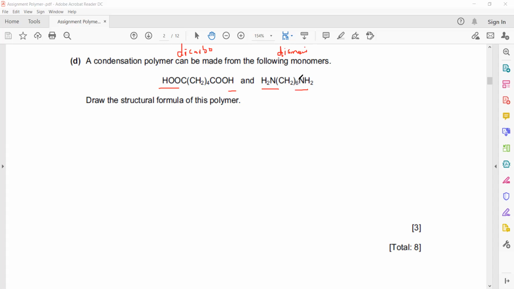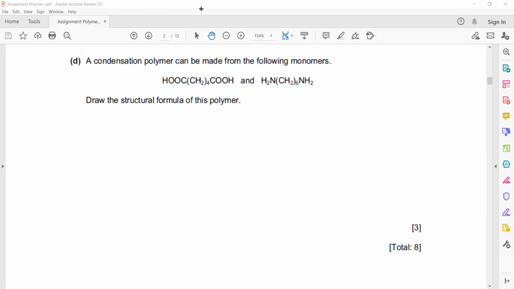Which polymer will they form? This will be a condensation polymer, but it will be nylon or polyester. So this will form a nylon. And how do they form a nylon? For carboxylic acid, you will remove OH on both sides, and for nylon, for the amine group, you will remove hydrogen.